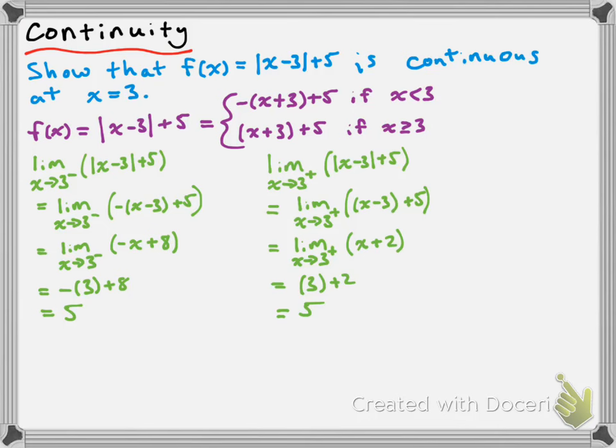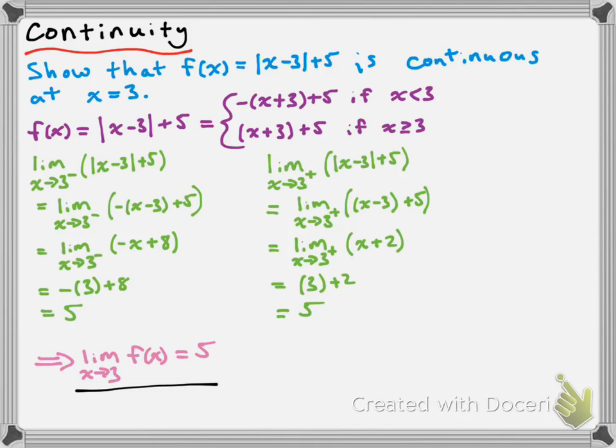Okay, so what you're going to notice is that the left-hand limit and the right-hand limit do give us the same value. Well, we should know what that means by now. That suggests that the limit as x approaches 3 of f of x is equal to 5. And of course, if the limit is equal to 5, we know that the limit exists. So we've met the first criteria, that the limit as x approaches the value that we're looking for, in this case 3, of our function exists.